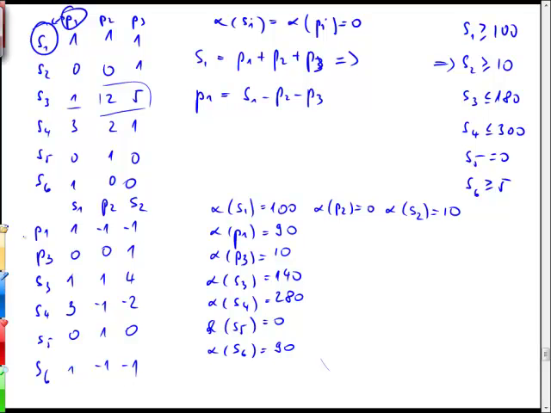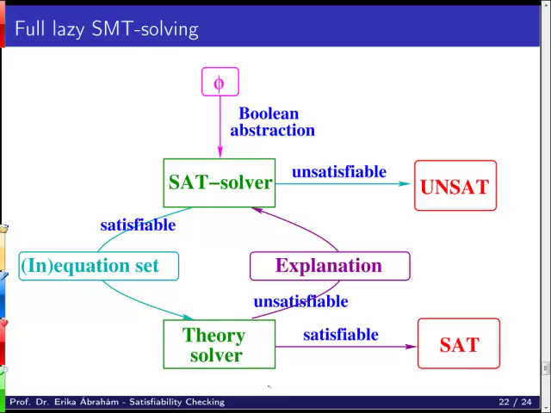Okay, we check again. P1, P3 are without bound. S3 is at most 180, but it is 140, so it's fine. S4 should be not more than 300, but it's 280. S5 should be 0, it is 0, and S6 should be larger, equal 5, and it is 90. So it fits. That means we have found a solution, and we can give back to the SAT solver the solution is also consistent in the theory. So we have found a satisfying solution.